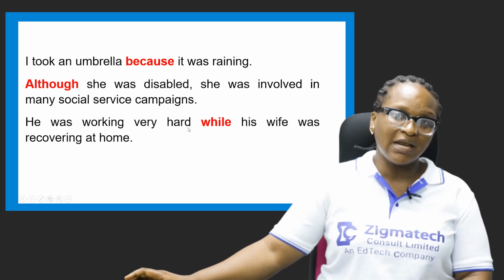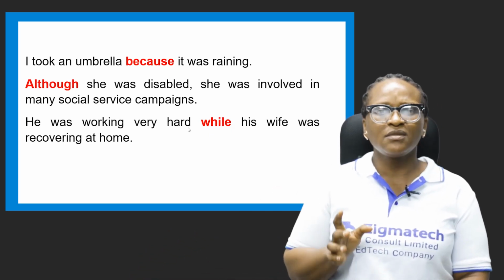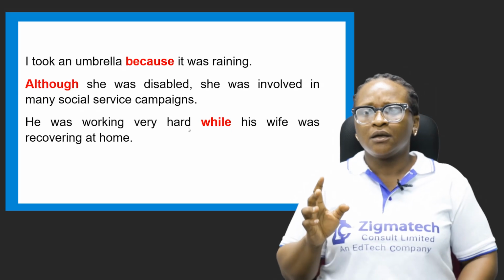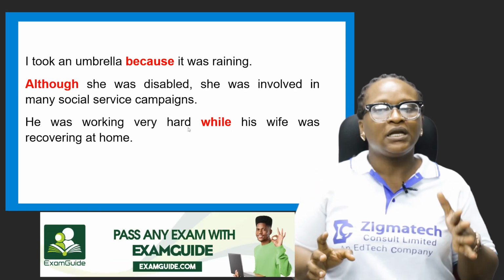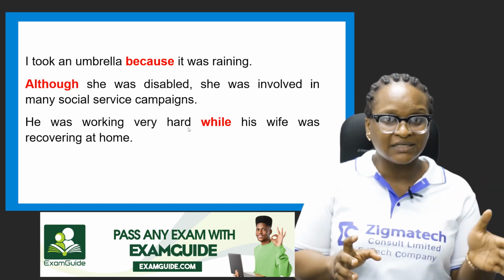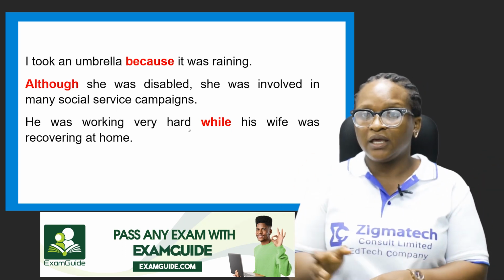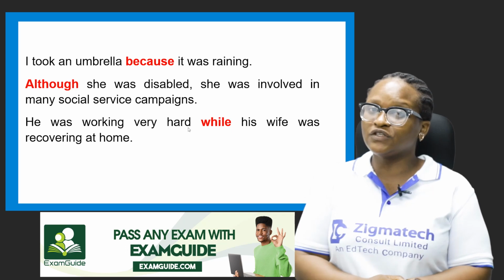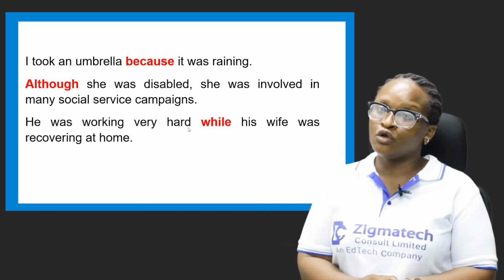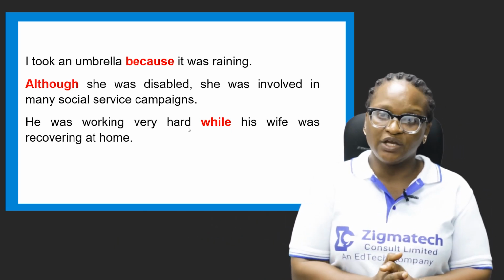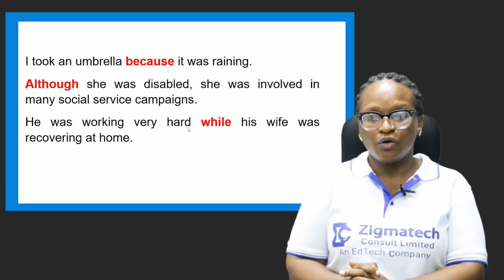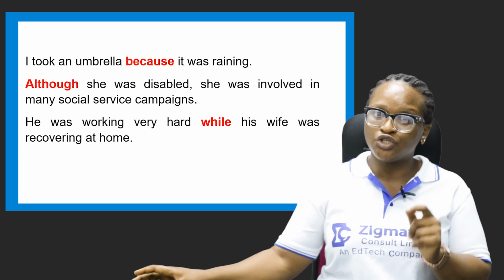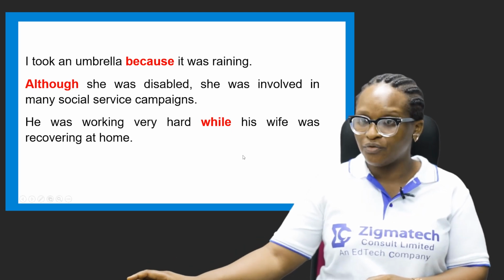Now, there is something I would like to state, and I think I've said it before: subordinating conjunctions can start a sentence, and they can as well end a sentence. So when you're using any of your subordinating conjunctions, know that you can use it at the beginning of the sentence and you can use it at the end of the sentence. But that cannot be done with the relative pronoun.